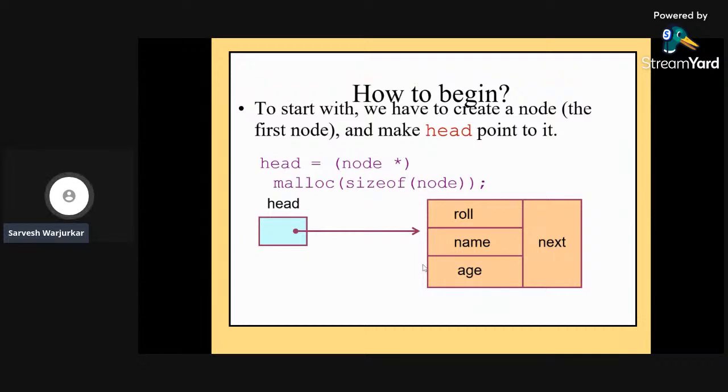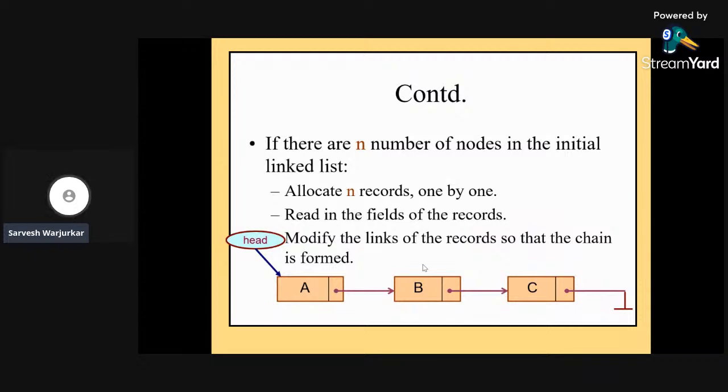Next carries the address of the next location. We start with the front element, which we are going to call the head node. If there are n nodes in the initial linked list, we can allocate n records one by one, read in the fields of each record, and modify the link of the record so that the chain is formed.